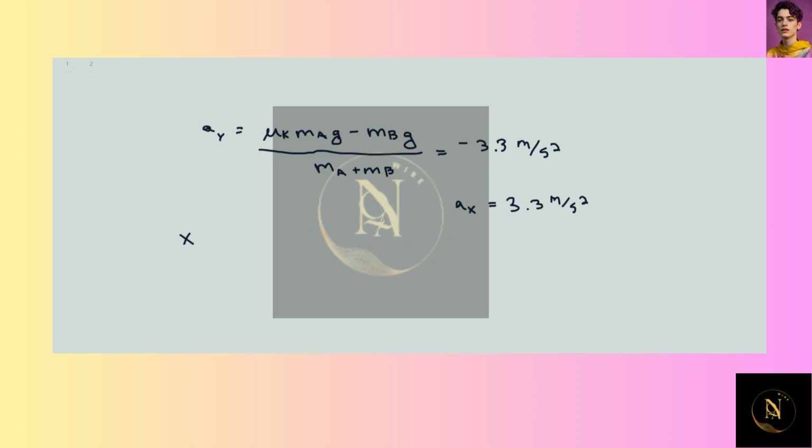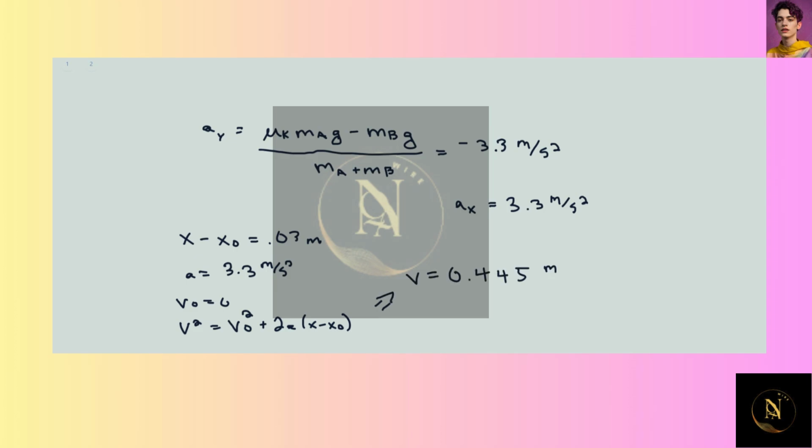Now we can use the kinematic equation. We know that the distance traveled is 0.03 meters. It's given in the problem. A is 3.3 meters per second squared. I'm going to use AX here. Initial velocity is 0. Final velocity can be determined by this kinematic equation, plugging in what x minus x naught is, and v naught, and then taking the square root. This gives that v is 0.445 meters per second. And that's the final answer to part A.